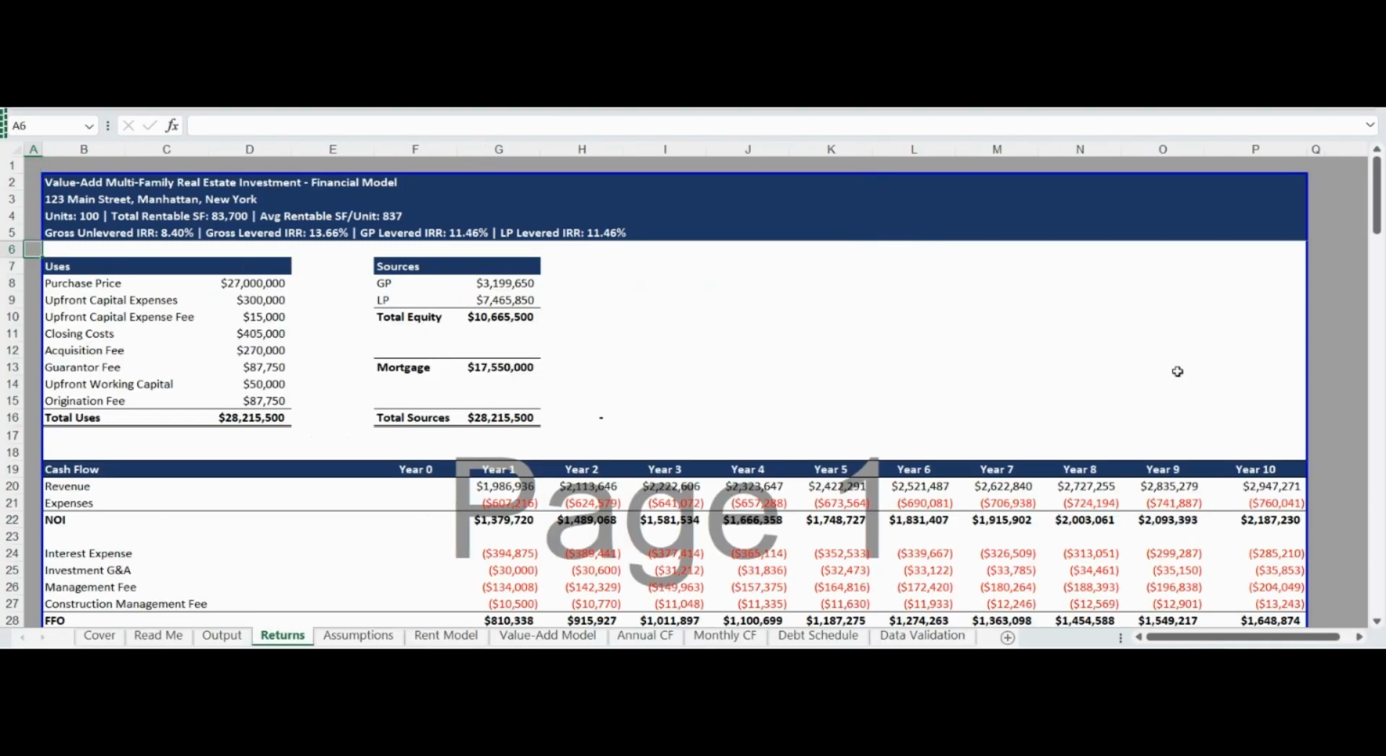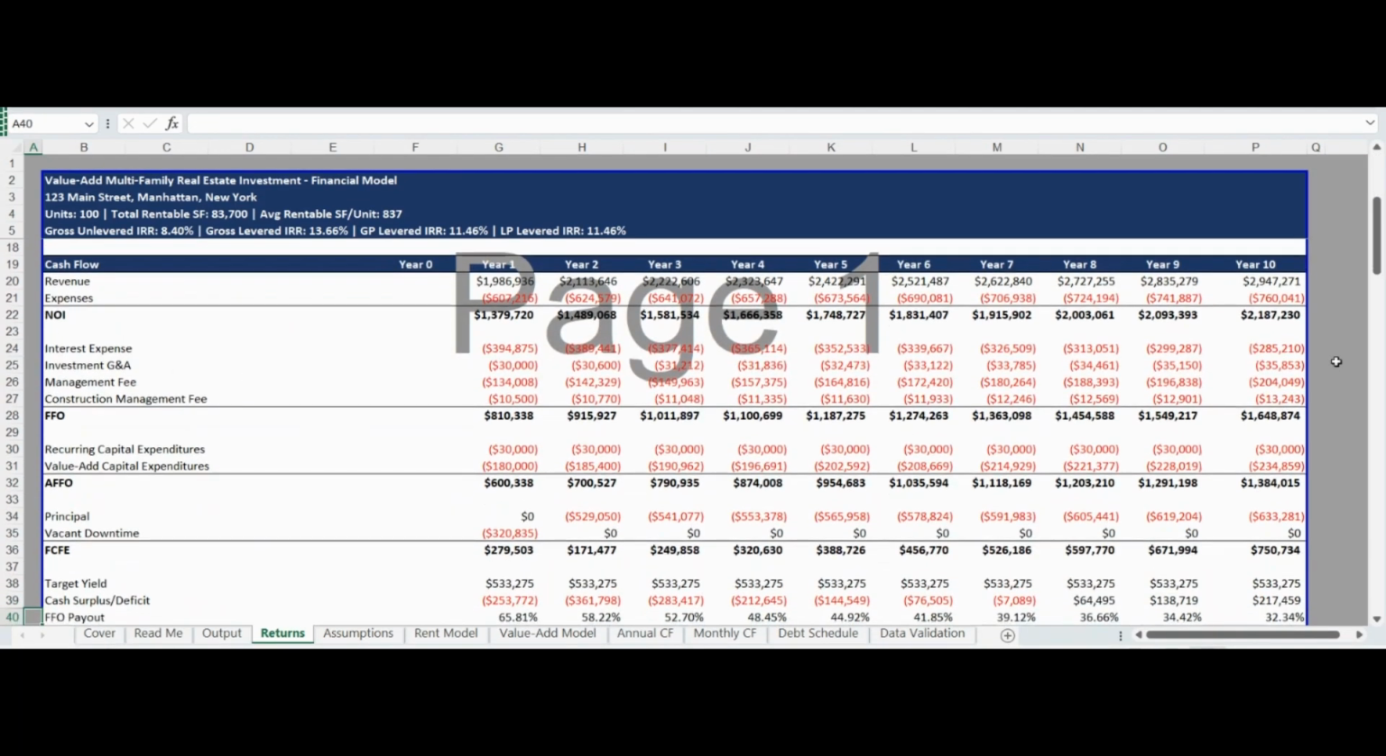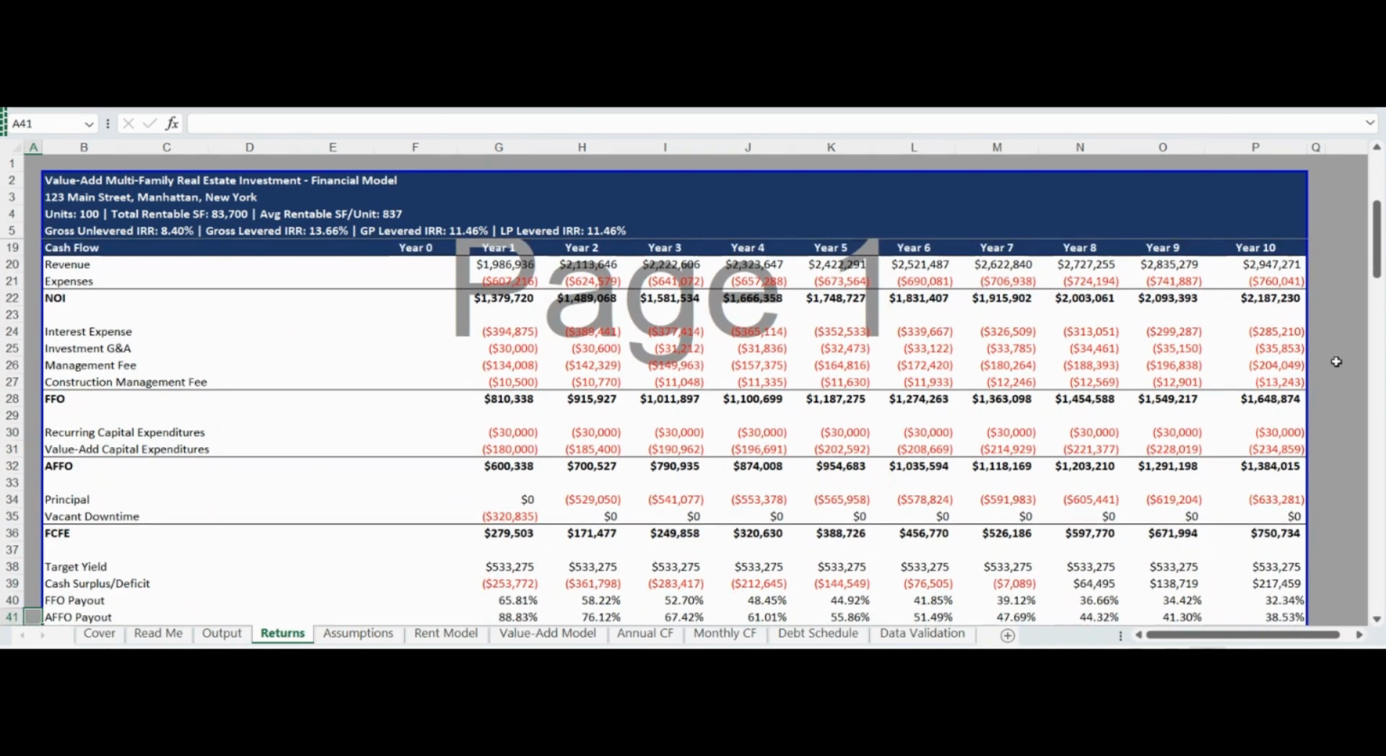The Returns tab begins by providing a detailed sources and uses table showing how funds will be allocated on closing and the sources of funding for the investment. The Sources and Uses table is followed by a summary cash flow for up to a 10-year investment period.